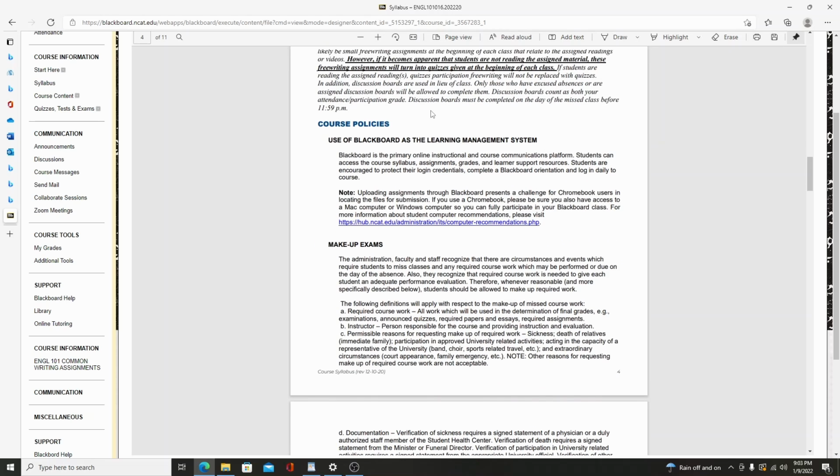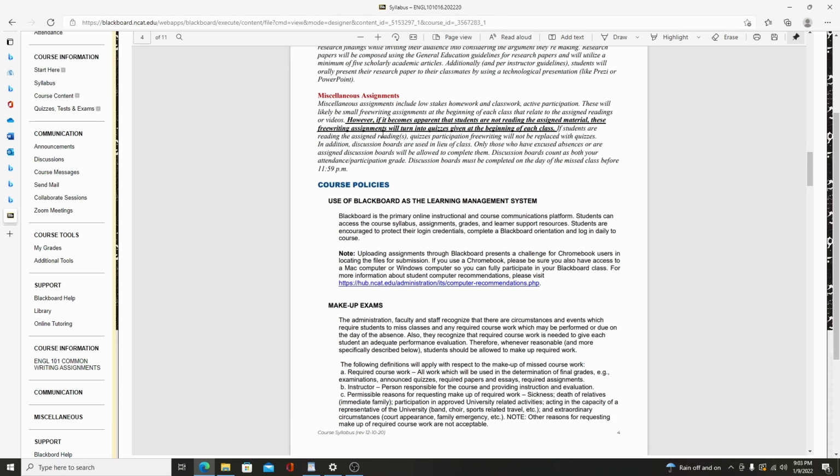The miscellaneous assignments. In your miscellaneous assignments, which I'll have the rubric available to you, essentially miscellaneous assignments include any homework, classwork, and your participation grade. They're all wrapped up into one grade. Most of what will be considered miscellaneous assignments are free writing assignments.